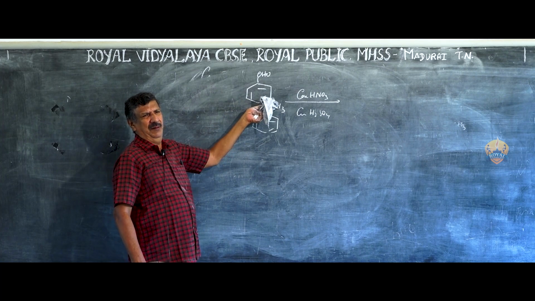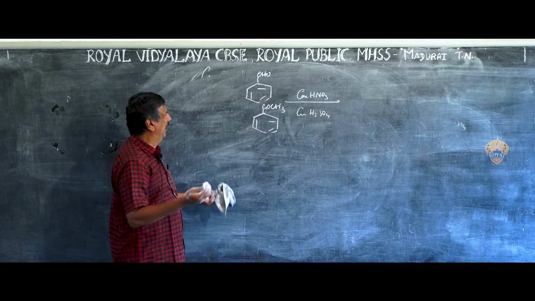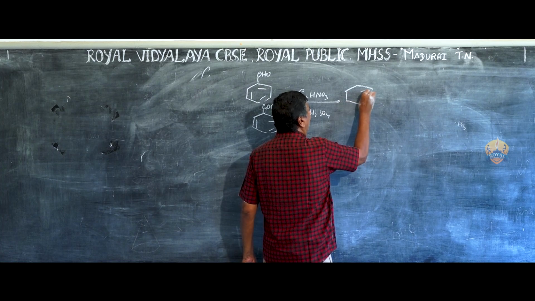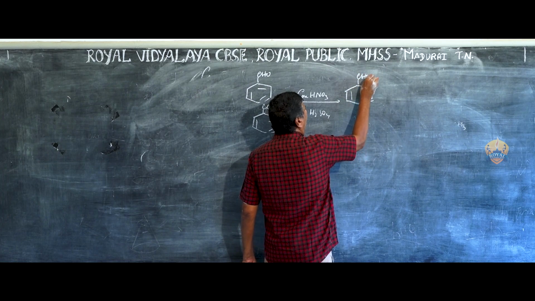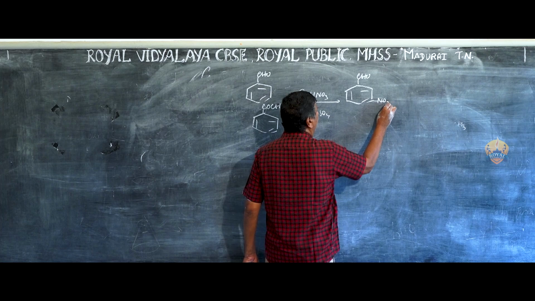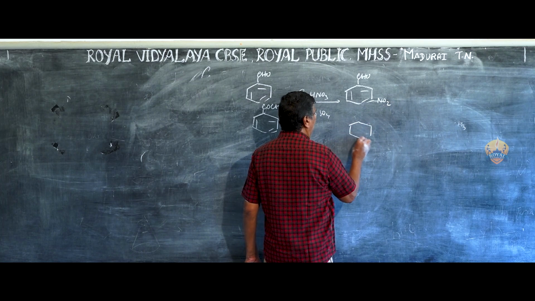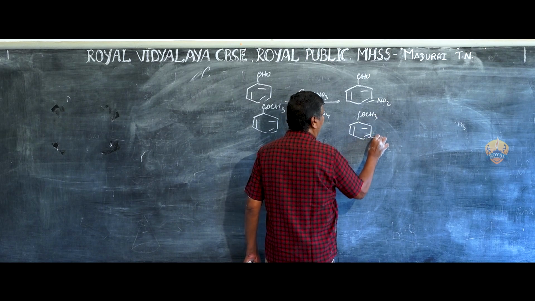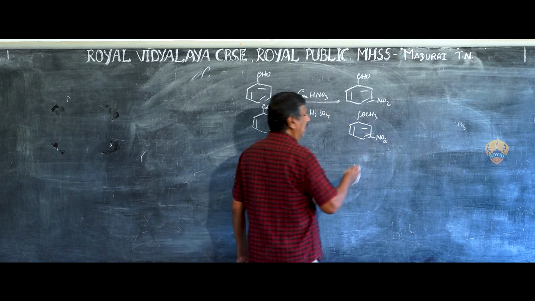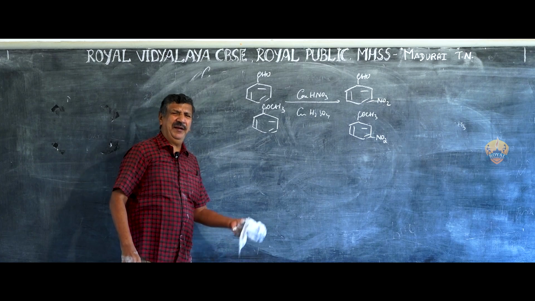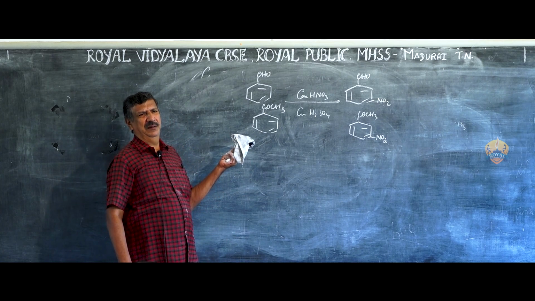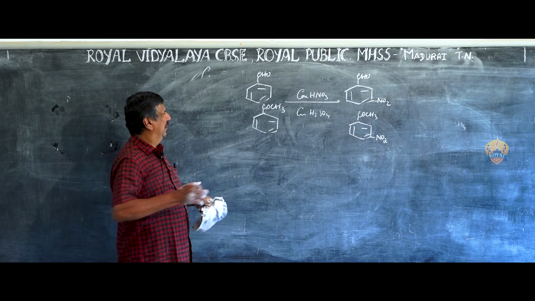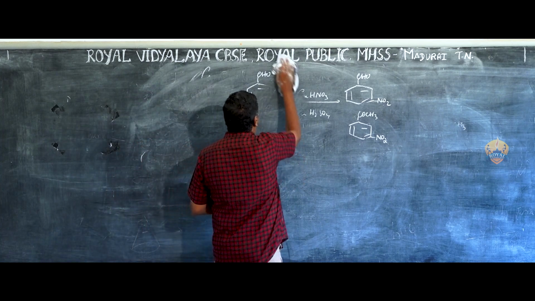Meta. If it is meta, then you can write the product on your own. Meta-nitrobenzaldehyde or meta-nitroacetophenone. That's all. When you know the directing position, you can write in your own style. You need not depend upon the book. Okay, next one.